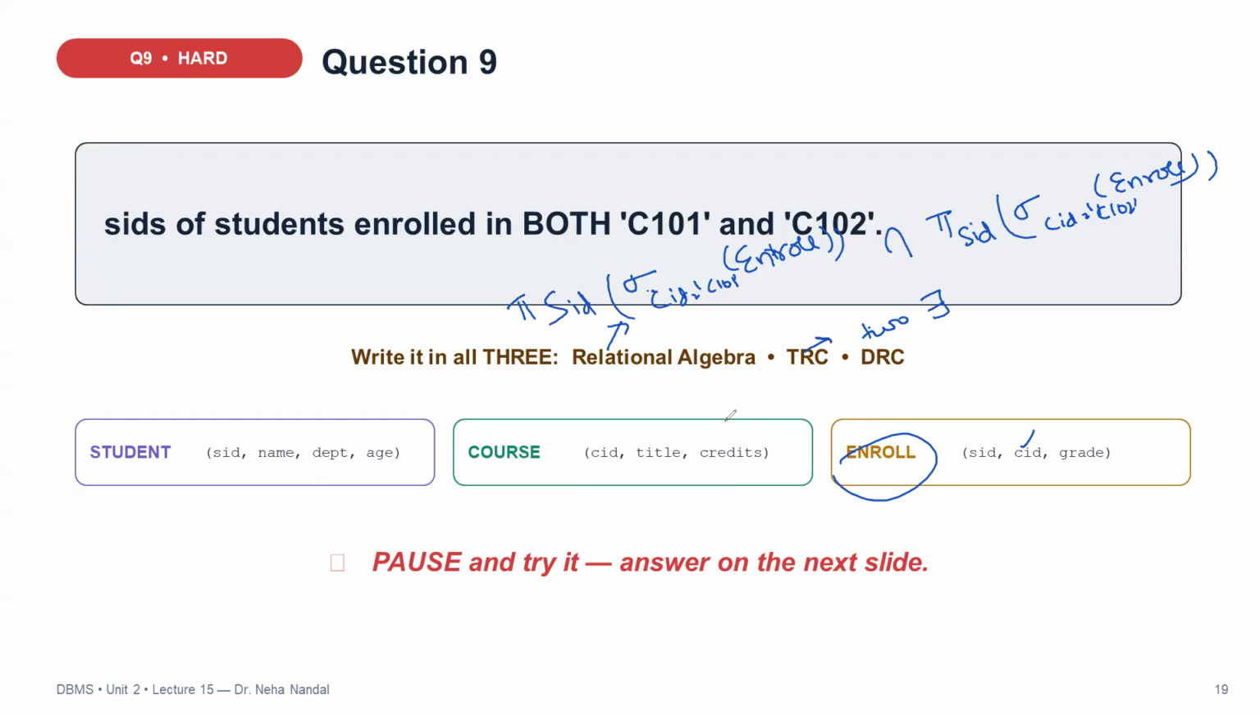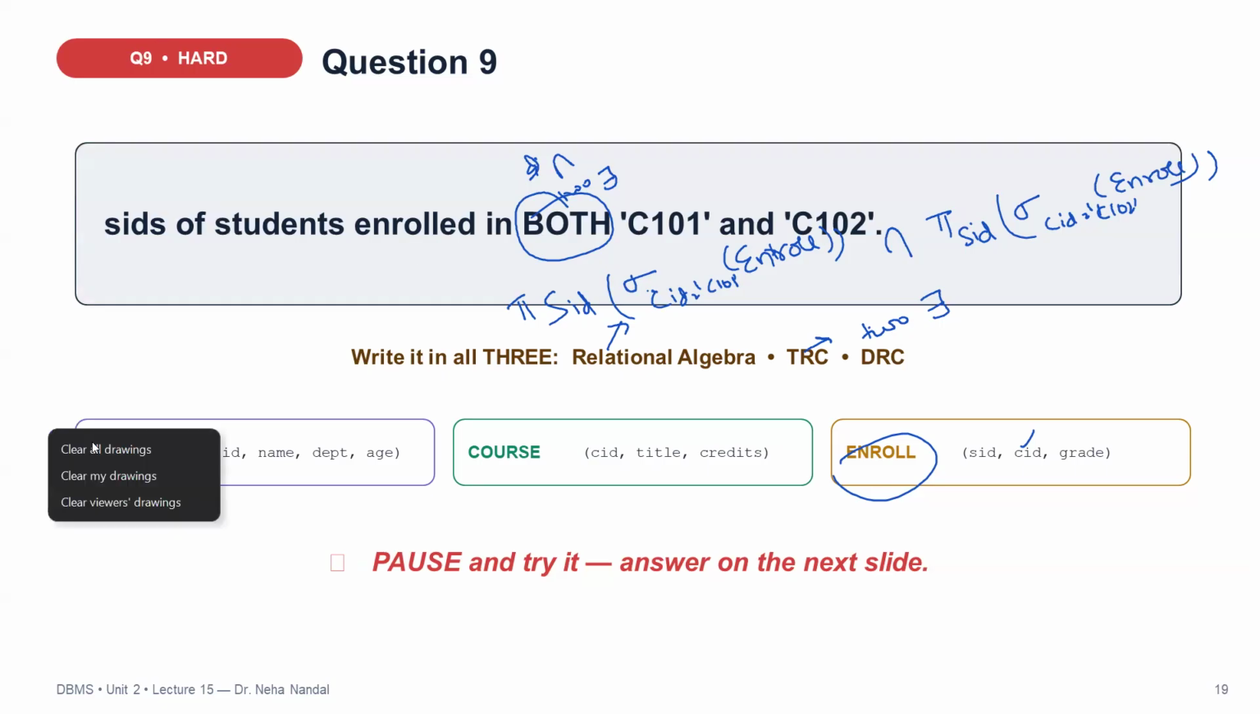Okay. So there exists a C101 row for this student and there exists a C102 row. Both equals intersection in algebra. Yes. So whenever you see the word both, it means intersection. And that means two there exist in calculus. So it is intersection in algebra. Two there exist in calculus. Yes. So or was for union, both is for intersection, not is set difference.